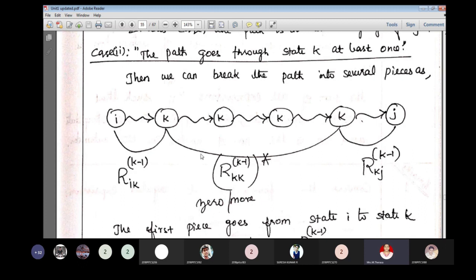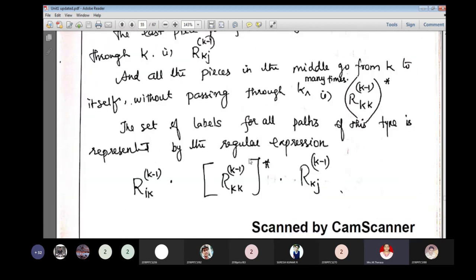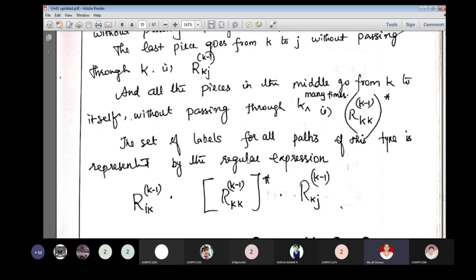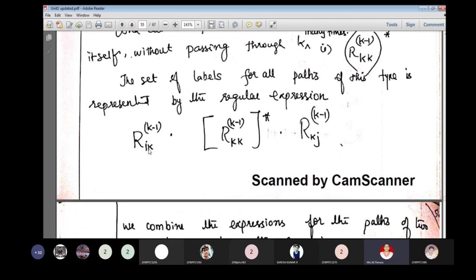And this is for repetition. How can you represent this repetition? R_kk^(k-1) the whole star, isn't it? Zero or more. Clear? So all the pieces in the middle go from k to itself without passing through k, many times. So you represent it as R_kk^(k-1) the whole star. The set of labels for all paths of this type is represented by the regular expression R_ik^(k-1) dot R_kk^(k-1) the whole star dot R_kj^(k-1).